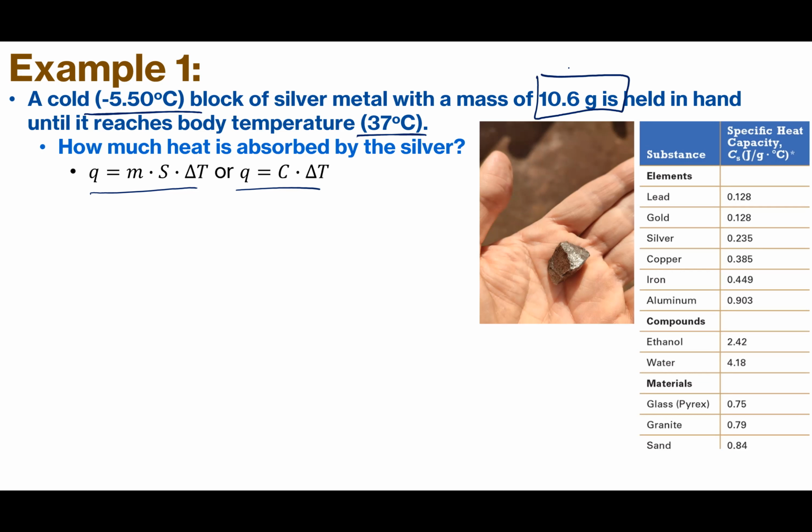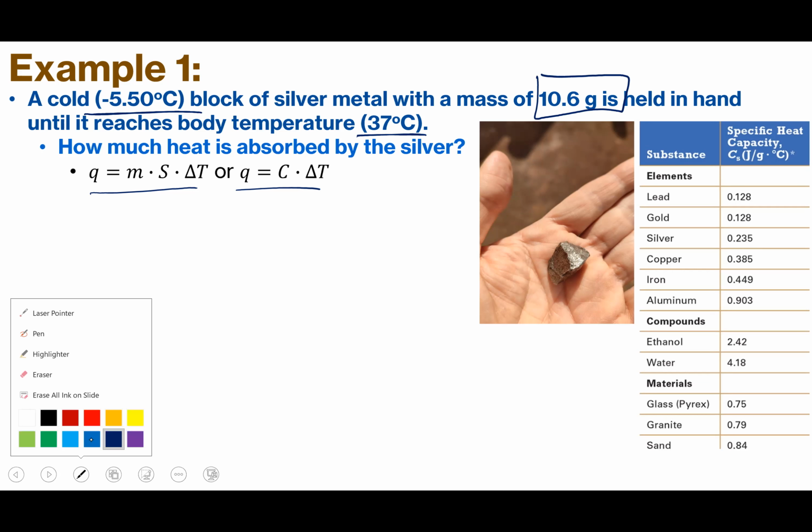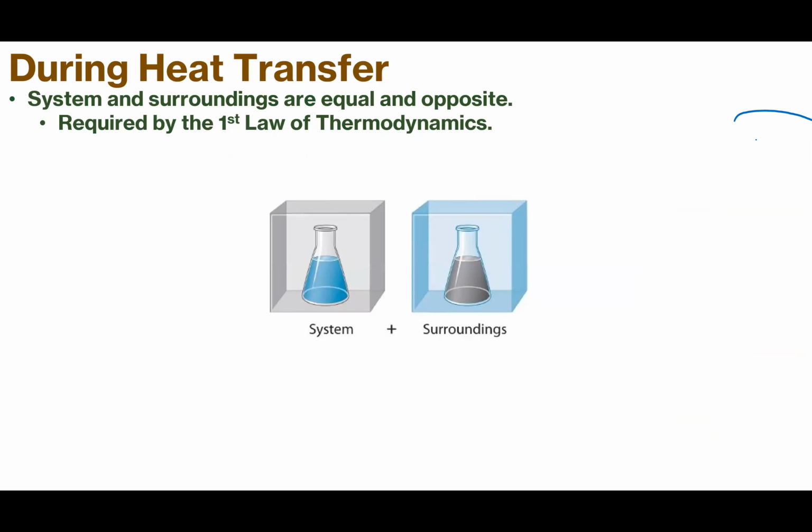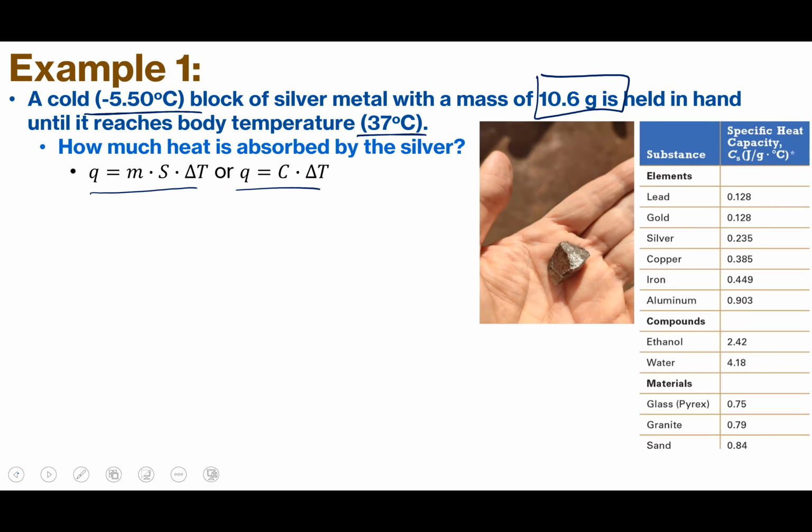Just because mass is given doesn't necessarily mean we need specific heat. But if you notice here, the data we're given here is specific heat. And so we're going to use specific heat for this. We're going to need that number right there. So what we're going to figure out is Q equals mass times specific heat times the change in temperature.